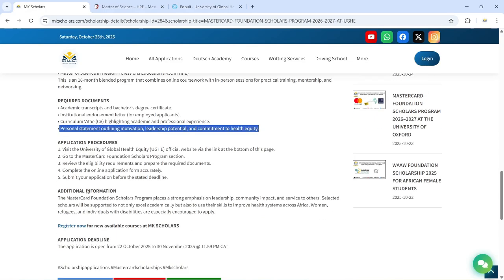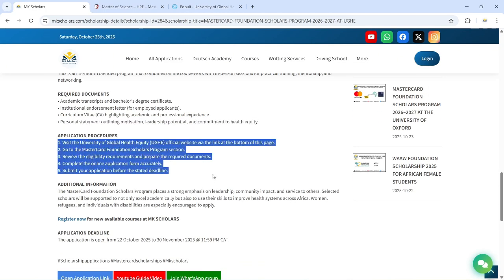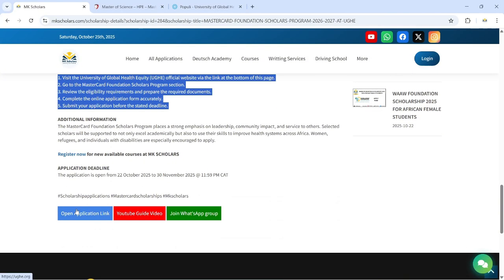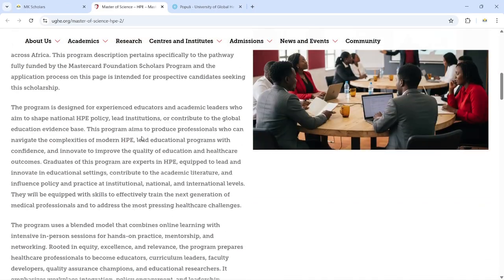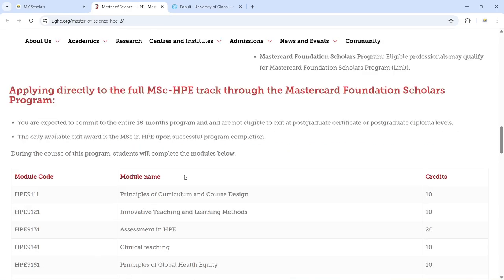Okay. Talking about the application procedures, how can you apply for this? Of course, now that we have already seen who is eligible for this, we have already seen the required documents, now we are going to apply for this. Okay. First of all, you have to click here on the open application link, and you will be able to get here. Okay. When you get here, it's just information, as they are here. These are just the information here.